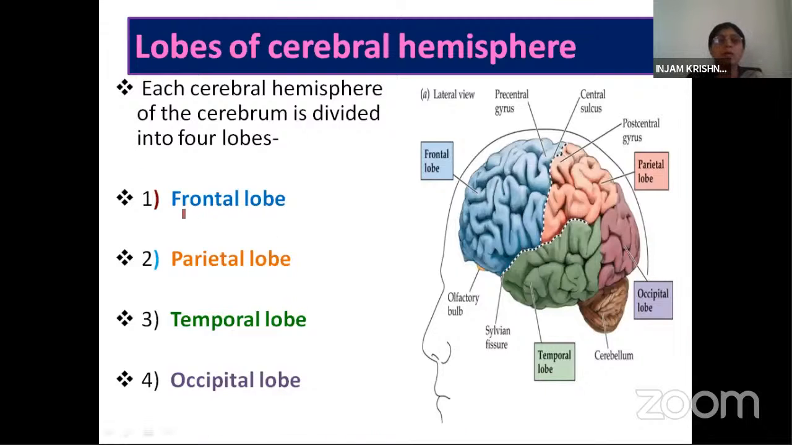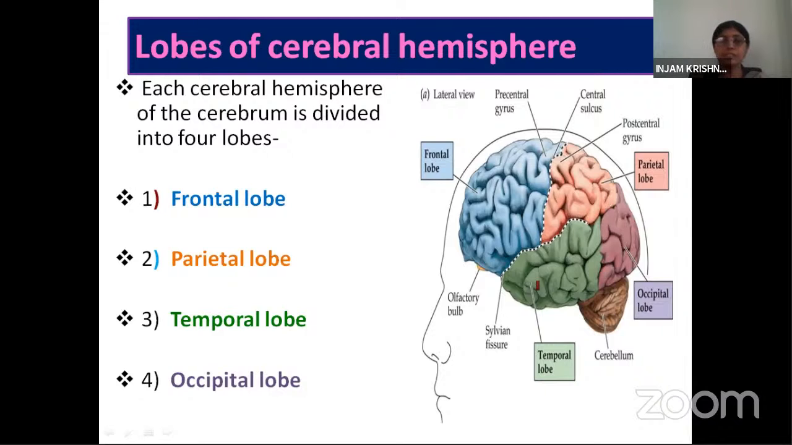What are those? Frontal lobe, parietal lobe, temporal lobe, and occipital lobe. How can we divide them? See here, it is the Sylvian fissure, and here the central sulcus is there. This central sulcus divides the frontal lobe and parietal lobe. The Sylvian fissure divides the parietal lobe and temporal lobe.